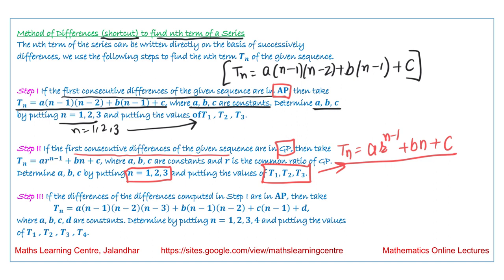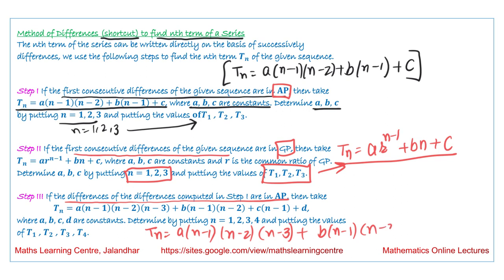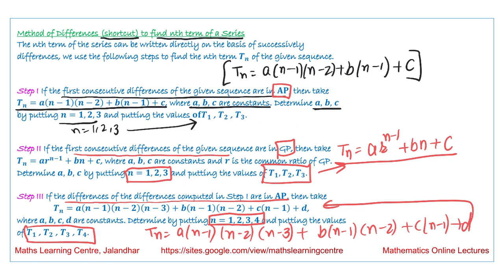And in the third case we are saying if the differences of the differences computed in step 1 are in AP, then the value of Tn is a into n minus 1, n minus 2, n minus 3 plus b into n minus 1 into n minus 2 plus c into n minus 1 plus d. Again we substitute the values of n as 1, 2, 3, 4 and we can obtain the values of a, b, c, d by using these values.